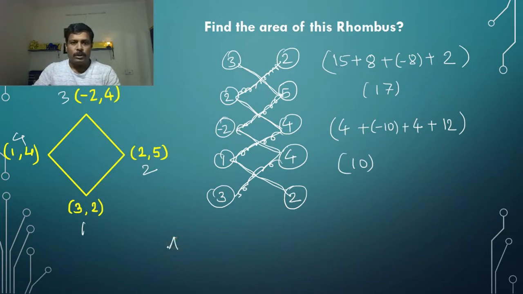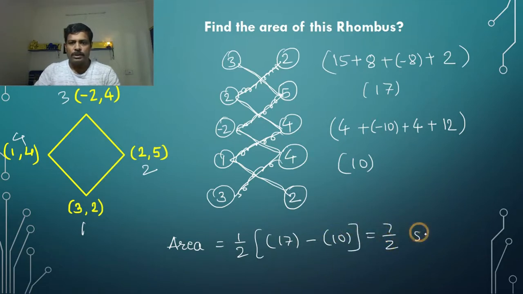Now according to the Shoelace formula, area is equal to 1 by 2 times the first bracket value minus the second bracket value. This is 7 by 2 square units. This is the area of this rhombus.